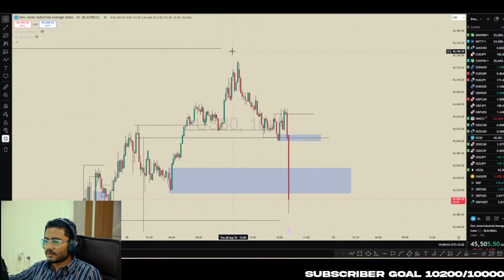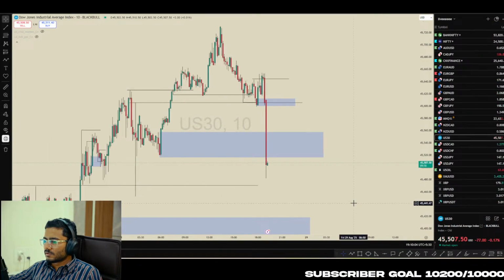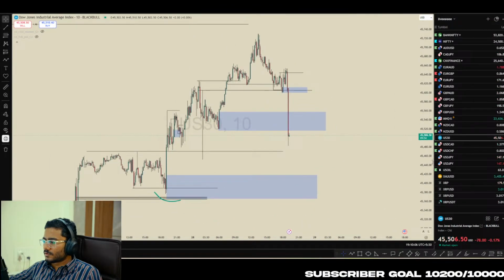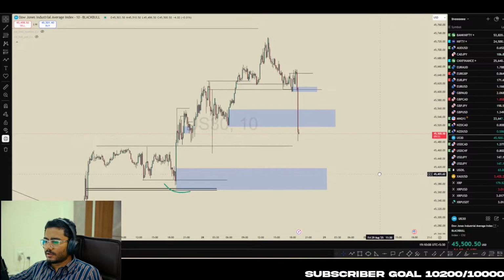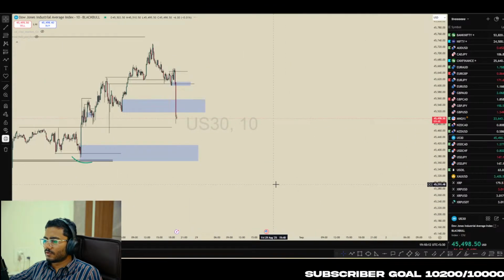So on US30, I was waiting for price to react, but it did not give us any engulfing. Same thing over here. It didn't react. So right now we have only the third area, which is below this low. This is where we look for a buy side entry on US30.